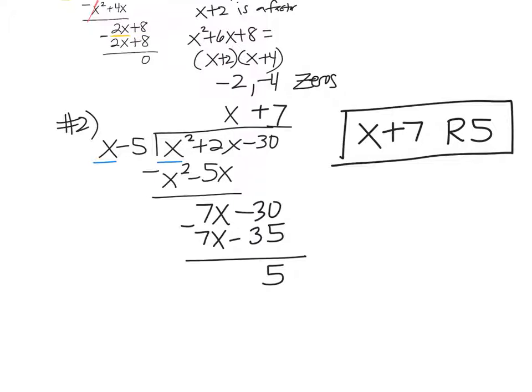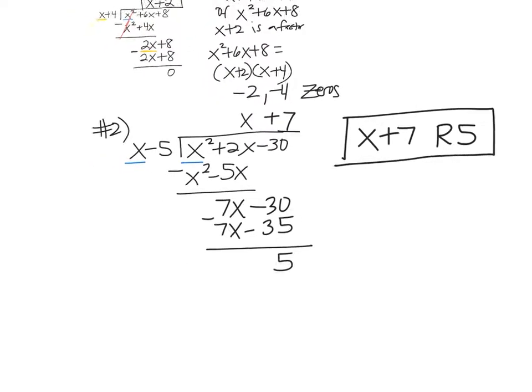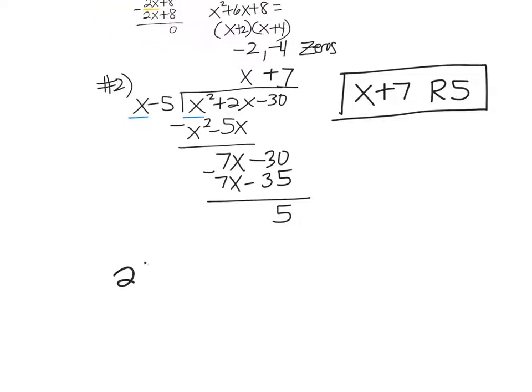What I'd like you to do is this instead. Let me show you. If I were to take 2 and divide it into 21, right? 2 goes into there how many times? 10, right? Subtract, and you get 1. Would you write 10 remainder 1? No. You would write 10 and a half, right?